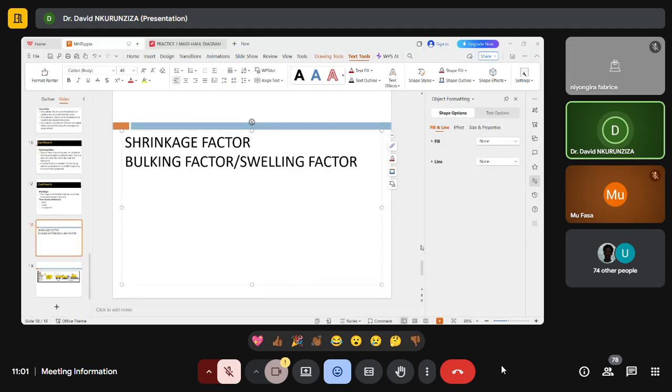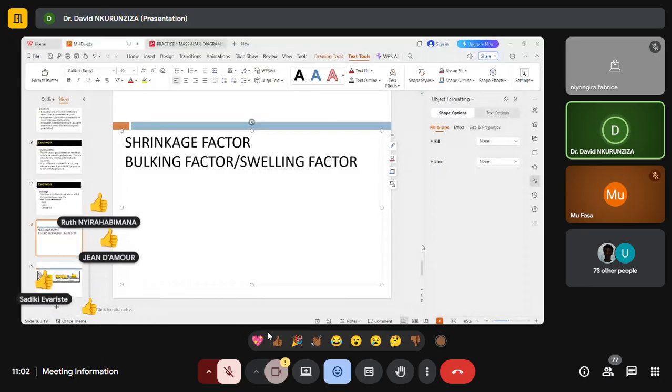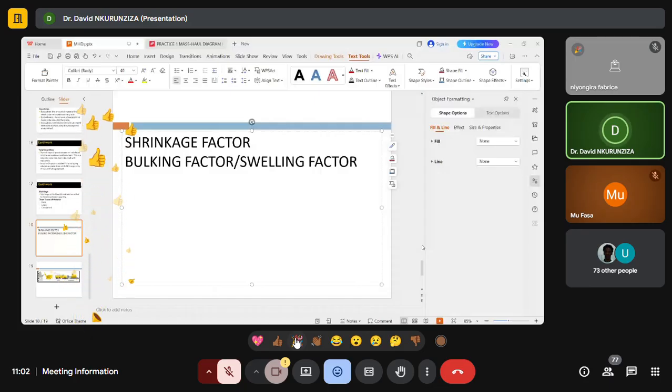So class, let me summarize what we have seen today for the mass haul diagram. The first point is to understand what a mass haul diagram is. That's very important for you. Then, what is it used for? How do we draw a mass haul diagram? Then, what are the characteristics that the mass haul diagram can show us? And then, what could be the benefits of using a mass haul diagram?